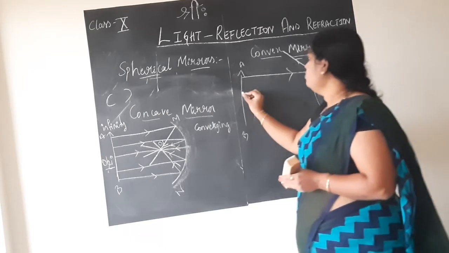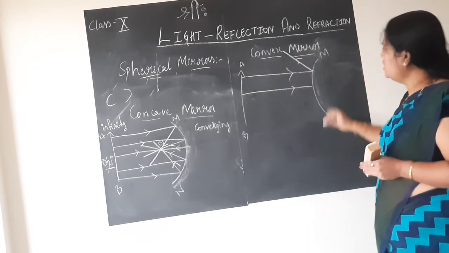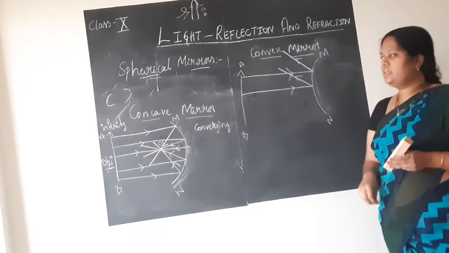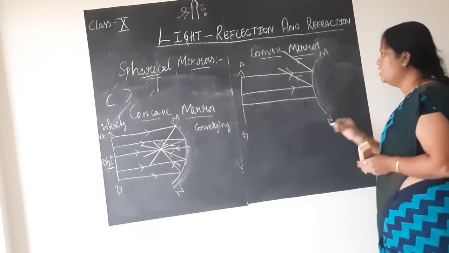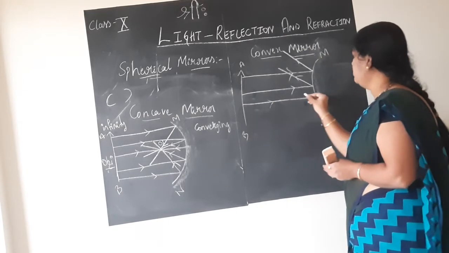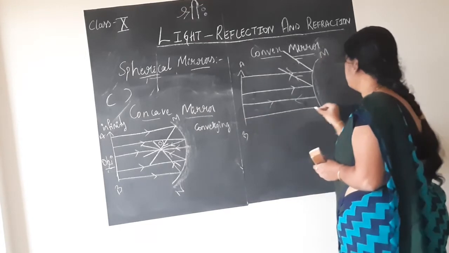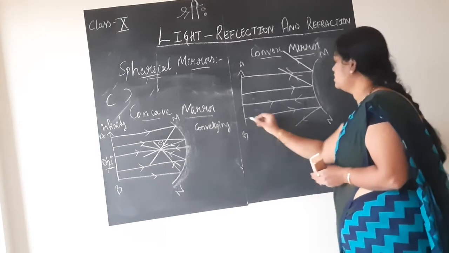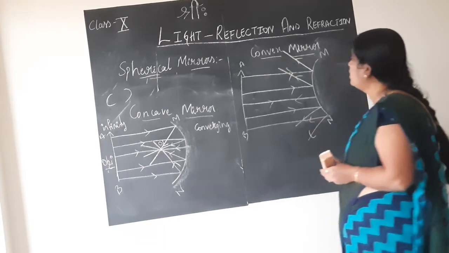Next, we'll check with one more ray. Again, it will fall on the mirror. After reflection, it will reflect back in this direction. Another ray of light, normal ray if we consider, is coming in this direction. After reflection, it is going back in the same direction. One more ray of light, incident ray, after reflection, it will go away like this. One more ray of light, again incident, reflected.